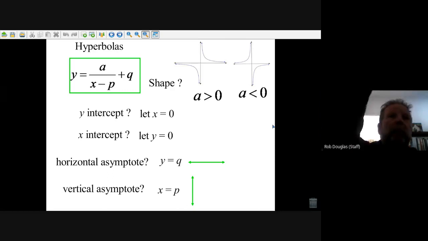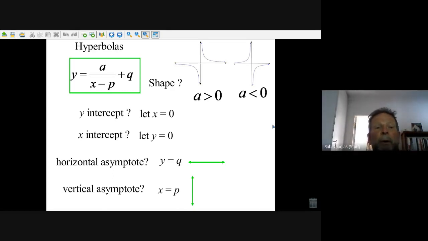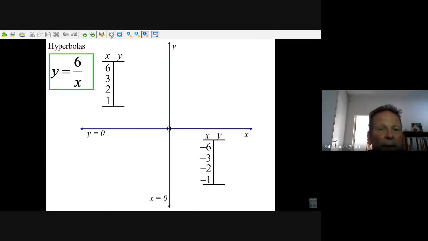Okay, we're going to look at an introduction to hyperbolas. Well, the way hyperbolas work is they've got two branches. And I think actually what I might do is just go quickly back to this example here in the beginning. A very simple hyperbola would be y equals 6 over x.